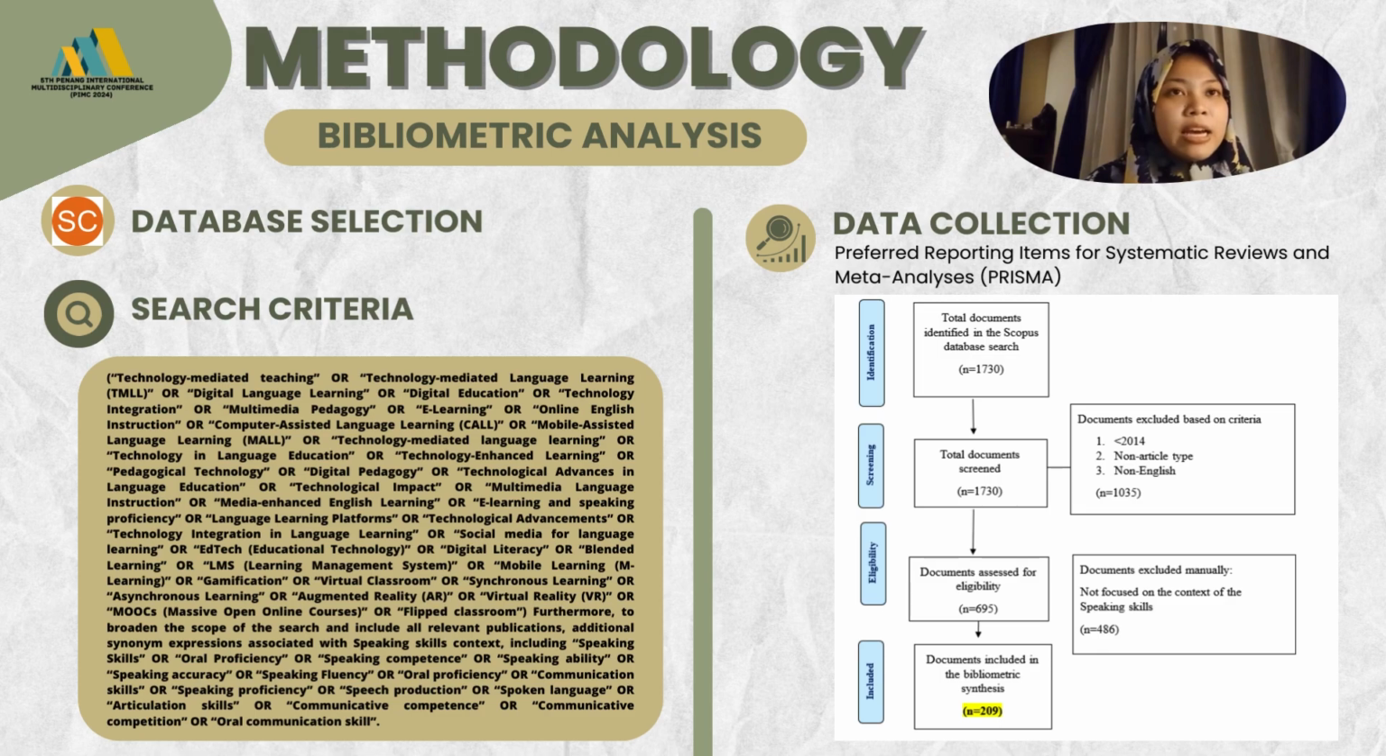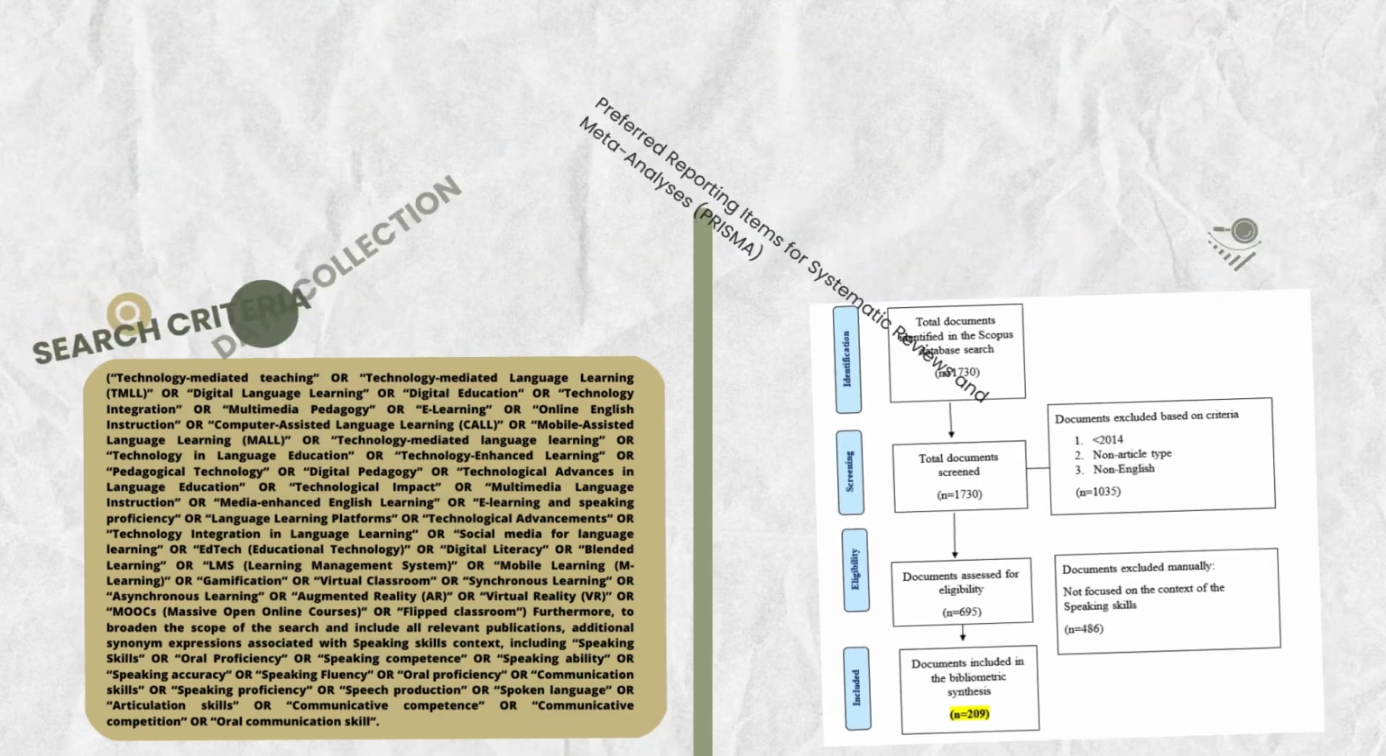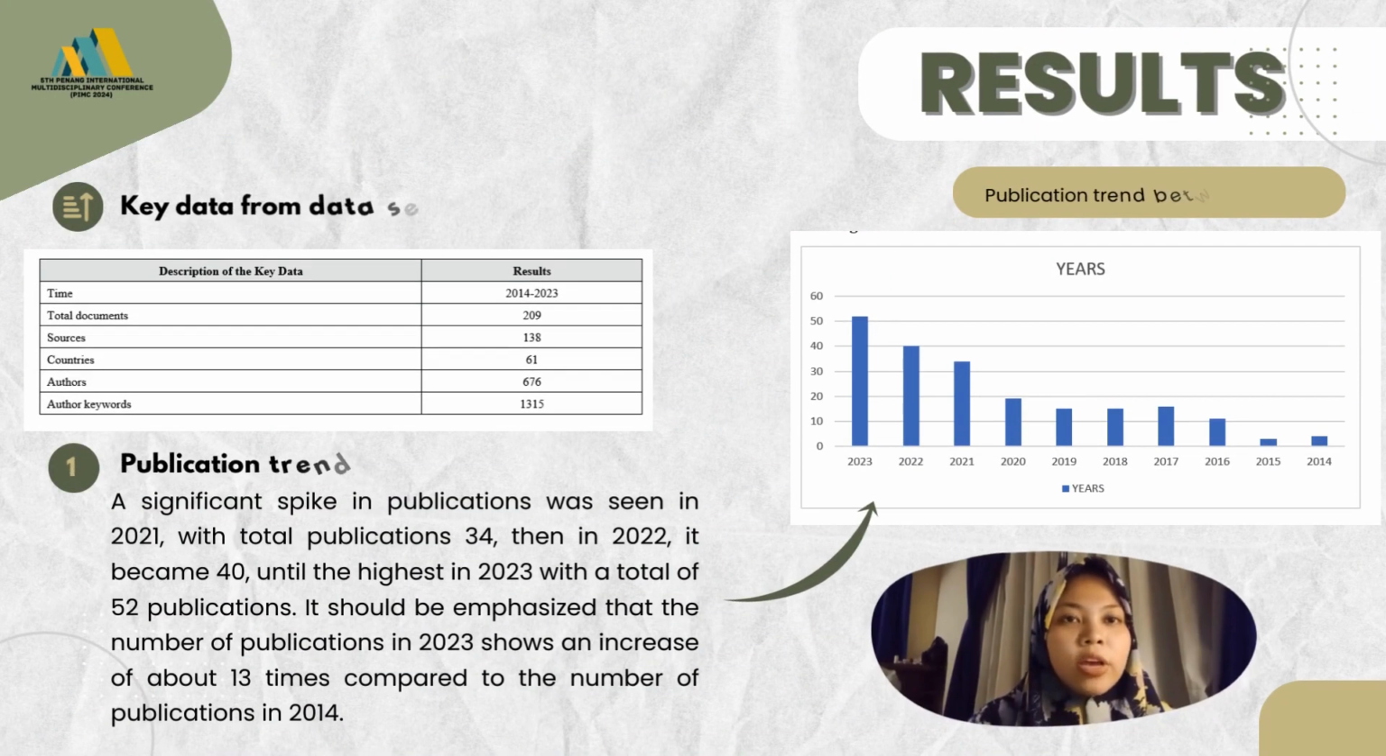As you can see in the figure that I attached in this slide. I also included the table of the key data from the dataset. You can see over there. And then the discussion about the result I found is divided into 4 to answer the research questions that I explained last time. And the first is about the publication trends.